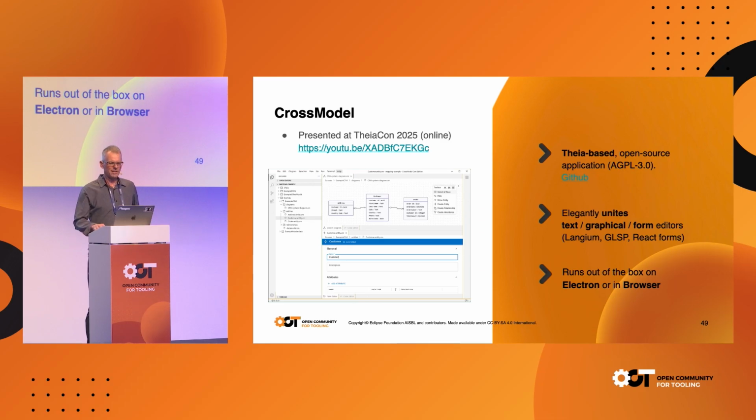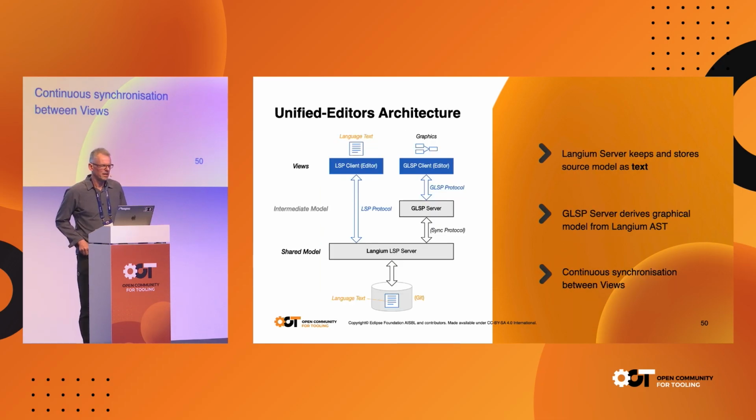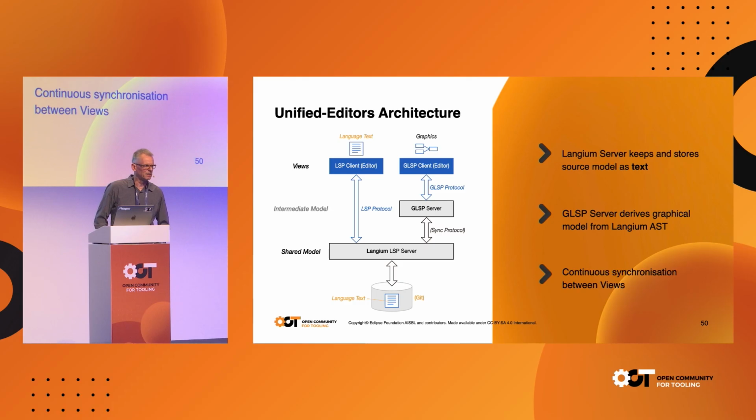The architecture that they propose is like this. They have Langium server at the bottom, which is responsible for parsing language text and for storing it in text format. And it's also the server from which the GLSP, the diagram server, then derives its graphical model, which it sends to the client for display and editing. And we also have a text editor, a syntax editor in VS Code, for example, or in Theia, that presents that language text to us.